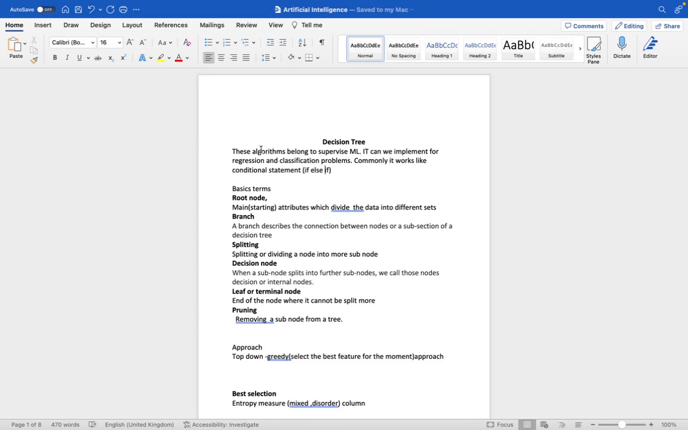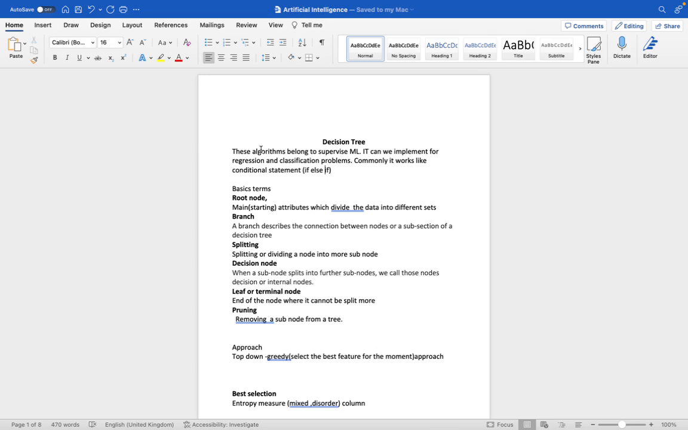Some basic terms related to the decision tree are the root node. As the name suggests, the root is the main or starting point where things begin. The root node is the main or starting attribute which divides the data into different sets. It is the parent node, the starting point. Another term is the branch. A branch describes the connection between nodes or a subsection of the decision tree.